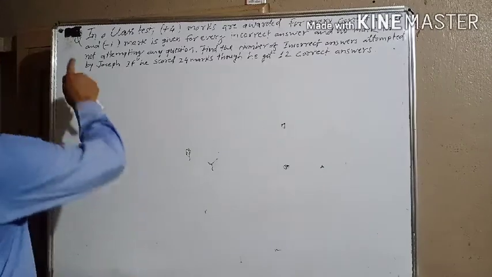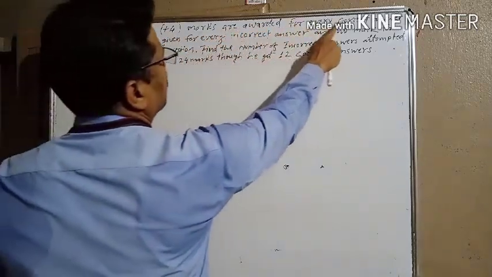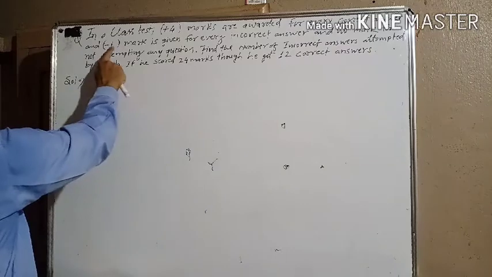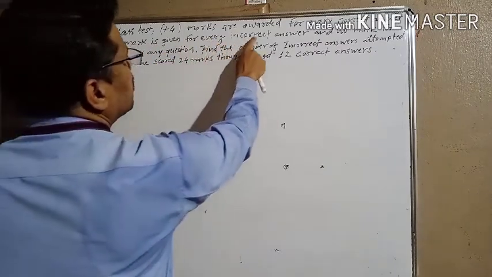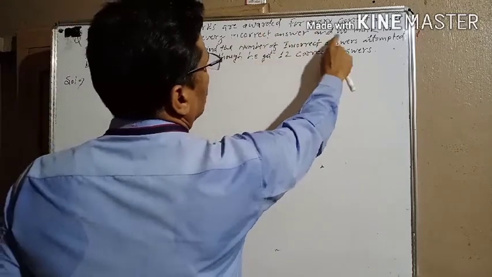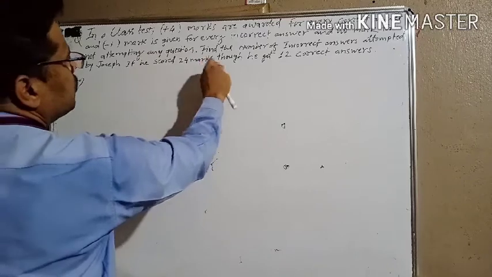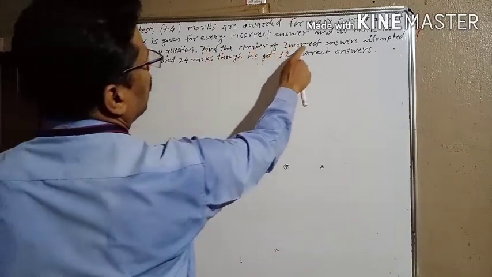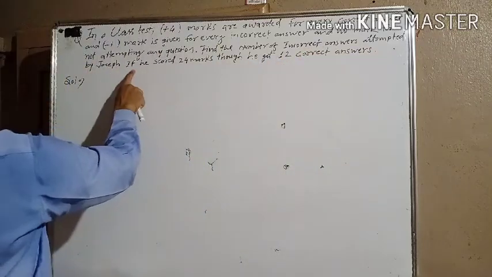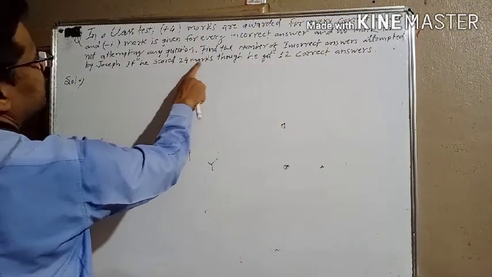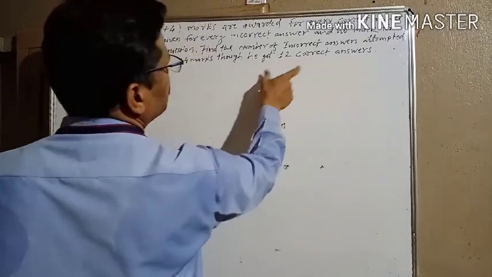Look in this question, in a class test plus 4 marks are awarded for every correct answer and minus 1 mark is given for every incorrect answer and no mark for not attempting any questions. What do you have to find? Find the number of incorrect answers attempted by Joseph, if he scored 24 marks, though he got 12 correct answers.